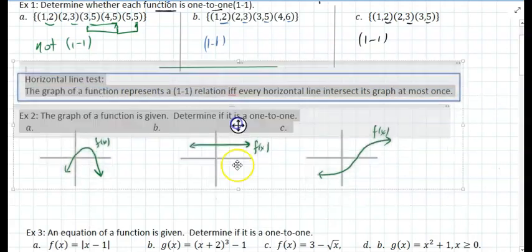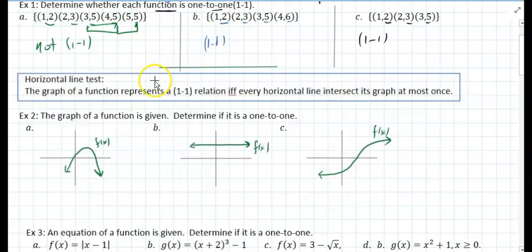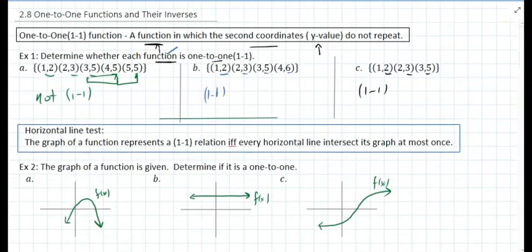So, since y cannot repeat, if I put those points on a grid, you could see with ease what's going on. If I put these points on a grid, 1, 2, 2, 3, 3, 5, and 4, 6. Those are functions because they satisfy the vertical line test, and I notice no one y gives multiple values.